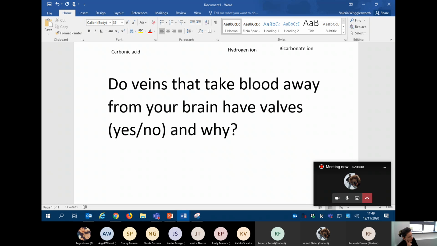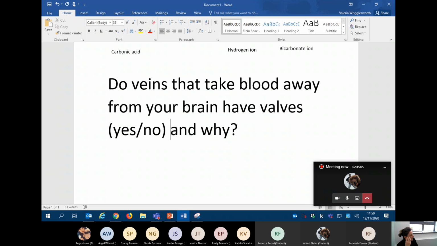Whereas bats, for example, through evolution, do have valves. So they have no issue with being dangled upside down, whereas humans do. So that's why it's not a good idea to have your head below your heart.